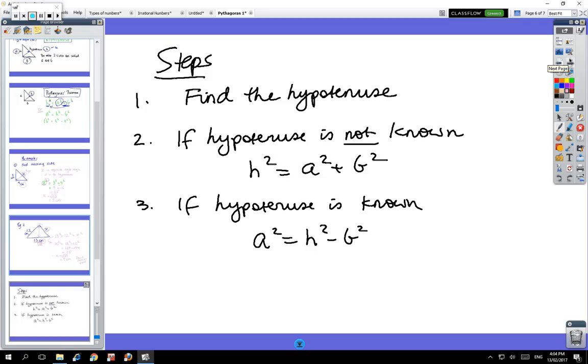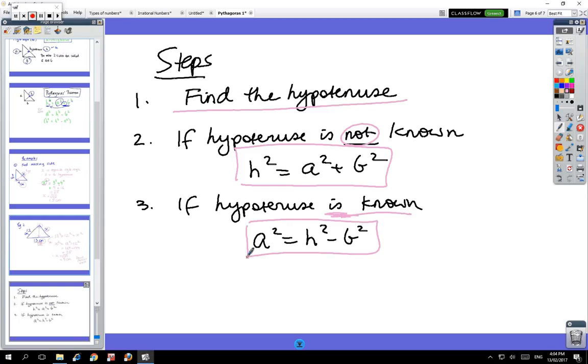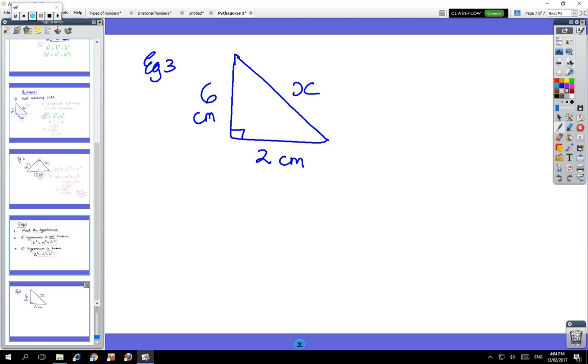So the steps are, step 1 is find the hypotenuse. It's somewhere. If the hypotenuse is not known, then you have an addition. If the hypotenuse is not known, you're trying to find it, you have an addition. But if you know the hypotenuse, then it's going to be a subtraction. It's always going to be a subtraction with the H being first. Copy that, come across.